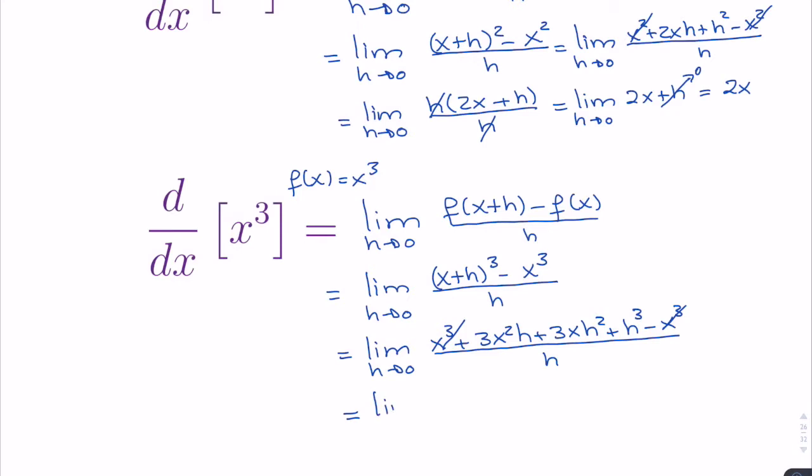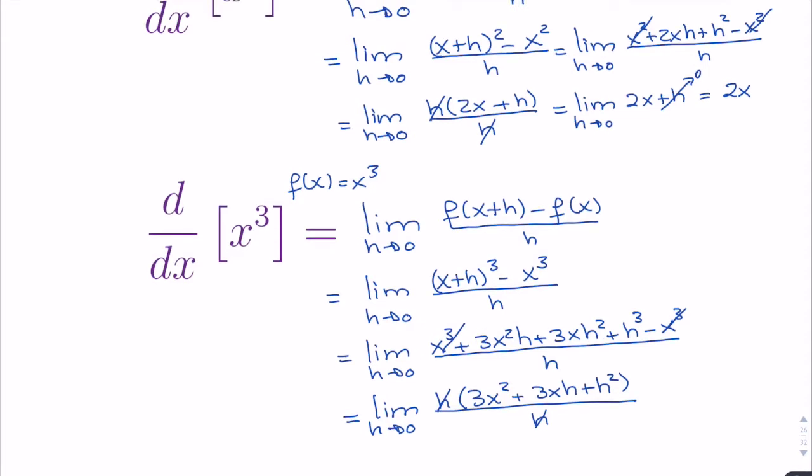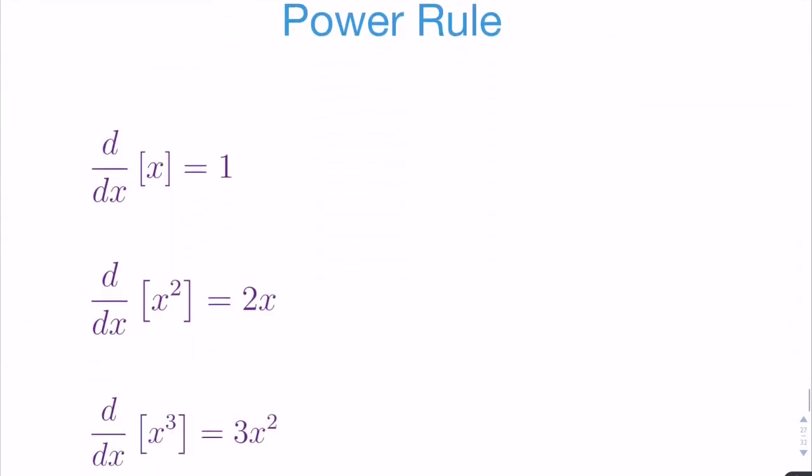We're going to factor an h in the top. So this is h times 3x squared plus 3xh plus h squared over h. The h's cancel out. And when we take the limit as h approaches 0, the 3xh is going to approach 0, h squared is going to approach 0, and we're left with 3x squared. So the derivative of x cubed is 3x squared. Let's analyze this a little bit more to find the power rule.